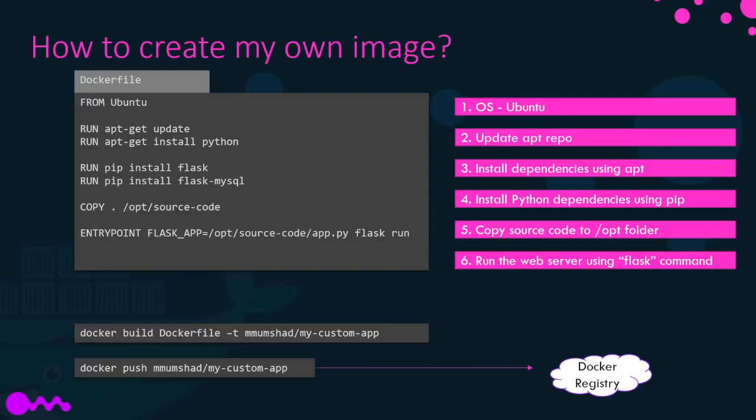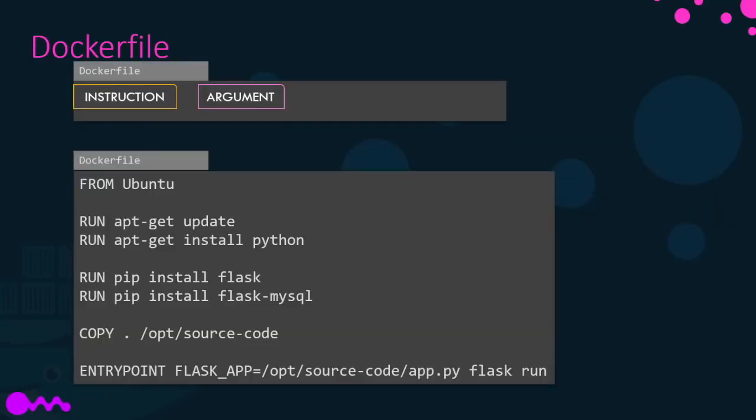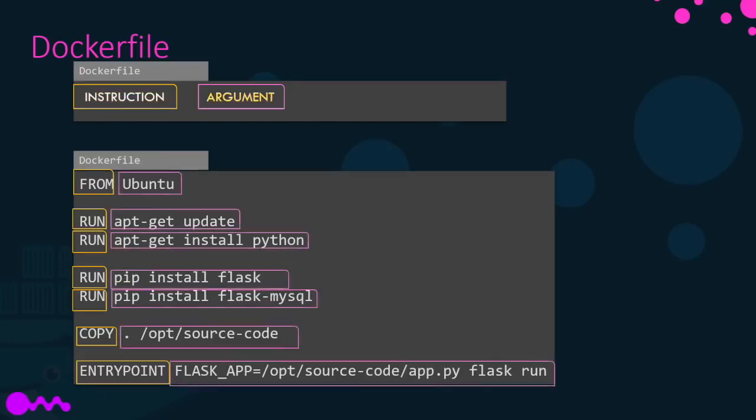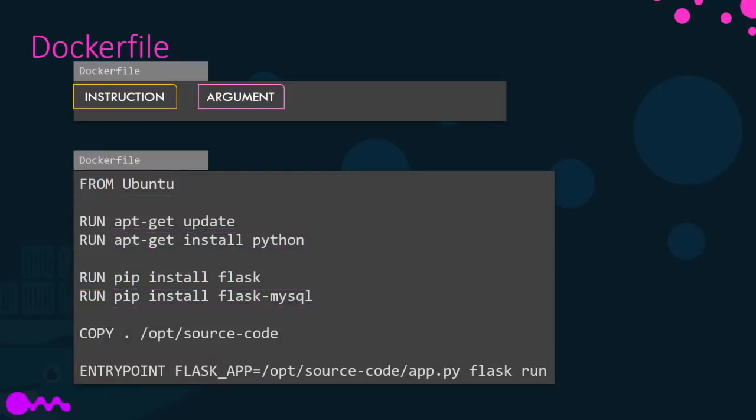Now let's take a closer look at that Dockerfile. A Dockerfile is a text file written in a specific format that Docker can understand. It's in an instruction and arguments format. For example, in this Dockerfile, everything on the left in caps is an instruction. In this case, FROM, RUN, COPY, and ENTRYPOINT are all instructions. Each of these instructs Docker to perform a specific action while creating the image. Everything on the right is an argument to those instructions. The first line, FROM Ubuntu, defines what the base OS should be for this container.